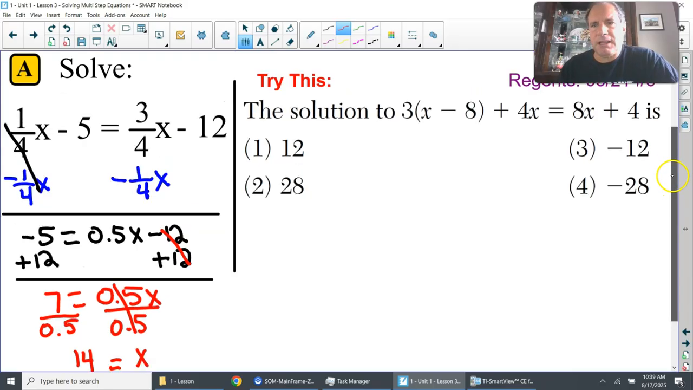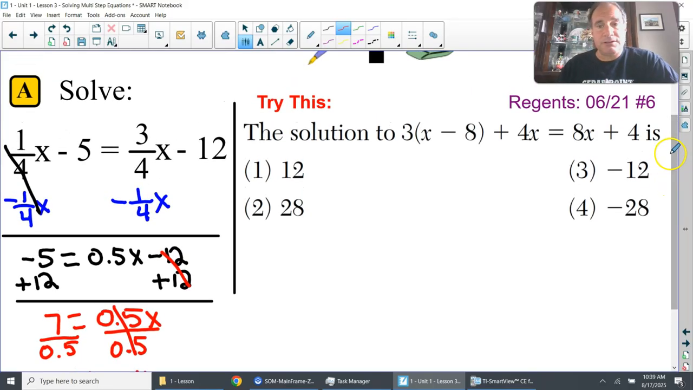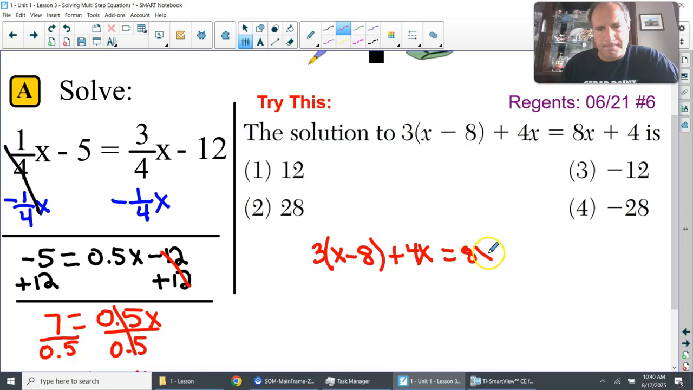For this one, again, when you have a Regents, this was a Regents problem in 2021. So I'm just going to rewrite the problem just like that. And then I'll do distributive property.